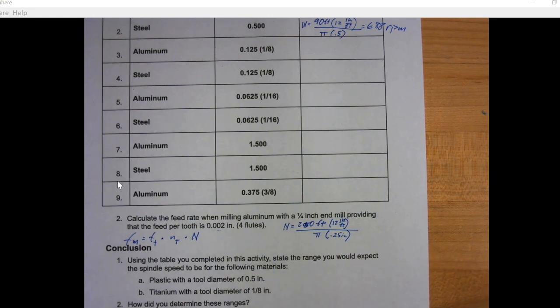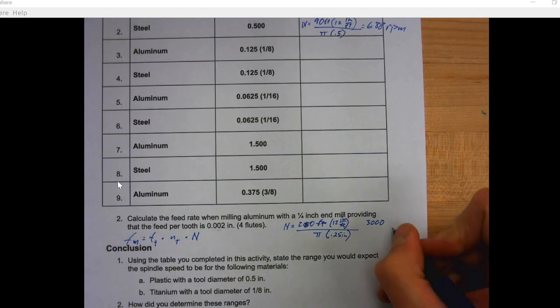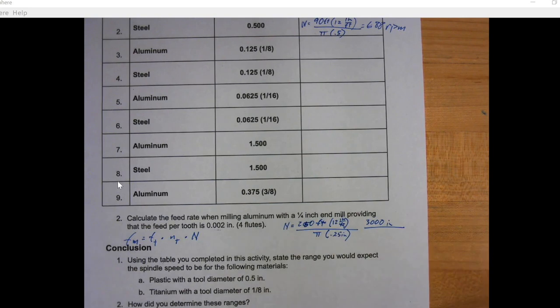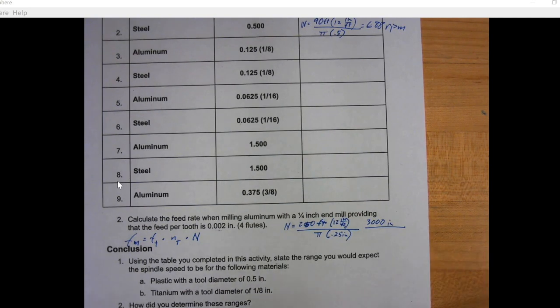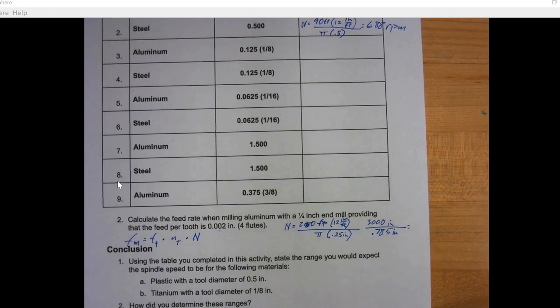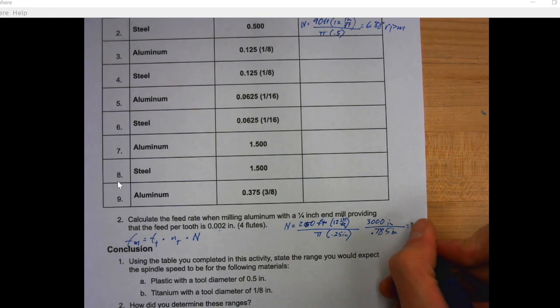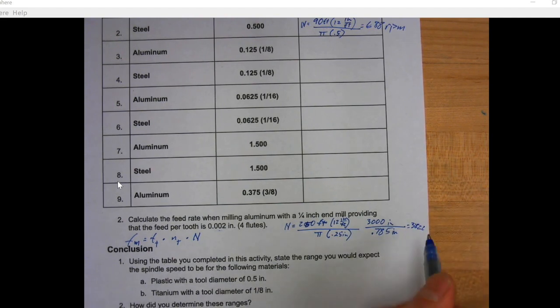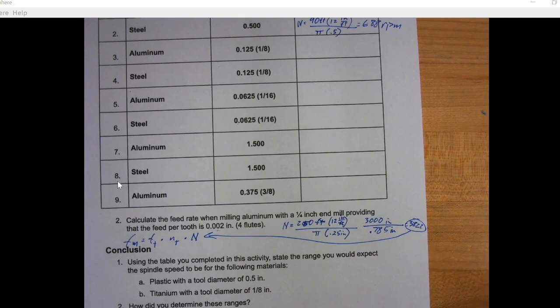So we do 250 times 12, and that gives you 3,000. Feet is gone, so 3,000 inches. Then we have pi times 0.25, and we get 0.785 inches, and then we do 3,000 divided by 0.785. And so our spindle speed is 3820, we'll round it to 3822. So we're going to take this number and substitute that in for our N.